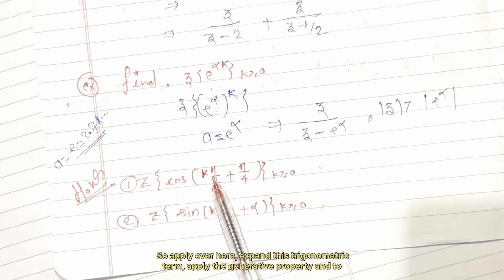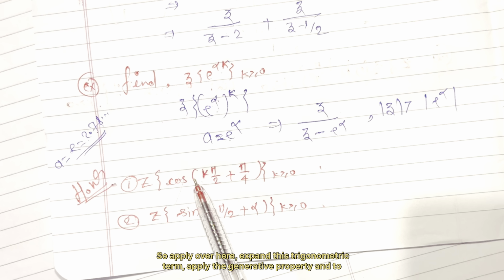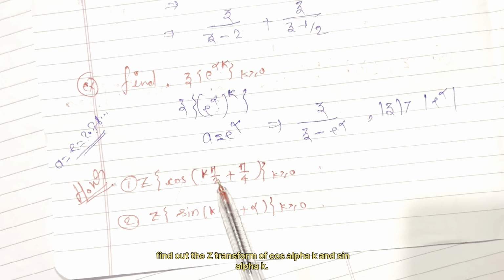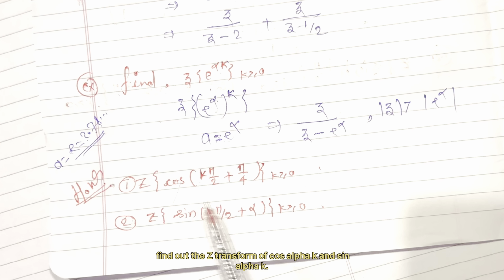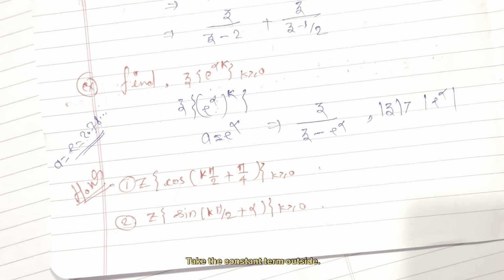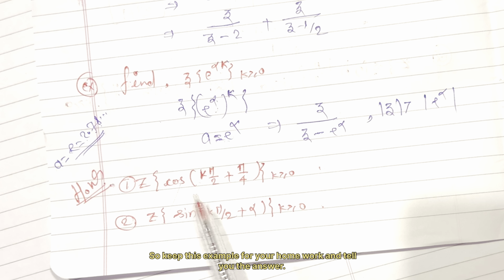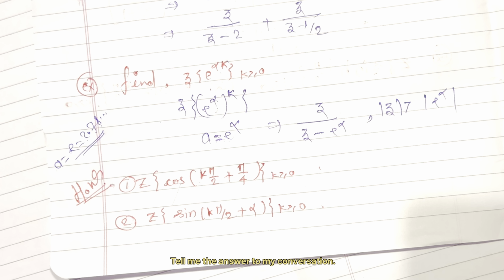Expand this trigonometric term, apply the linearity property, and find the Z transform of cos alpha K and sin alpha K. Take the constant term outside. So keep this example for your homework and tell me the answers in my comment section.